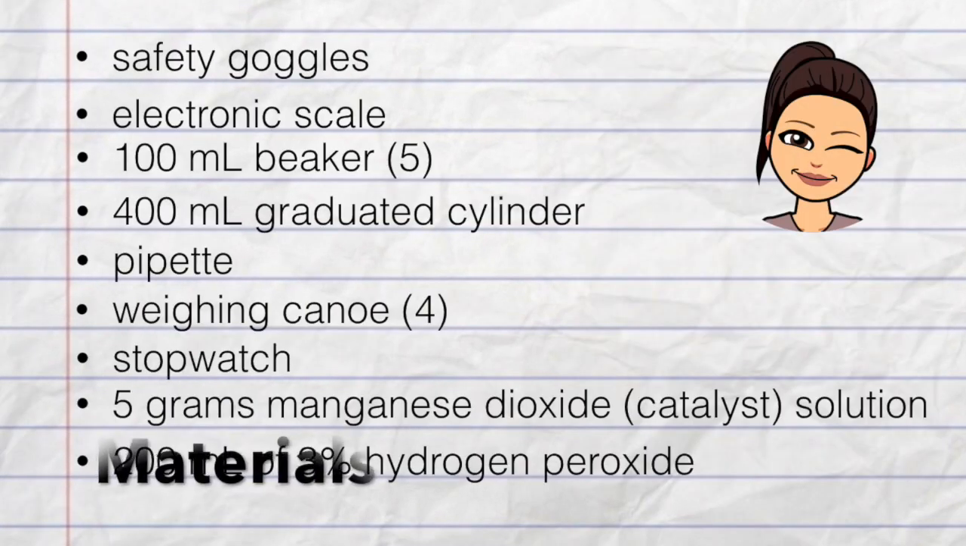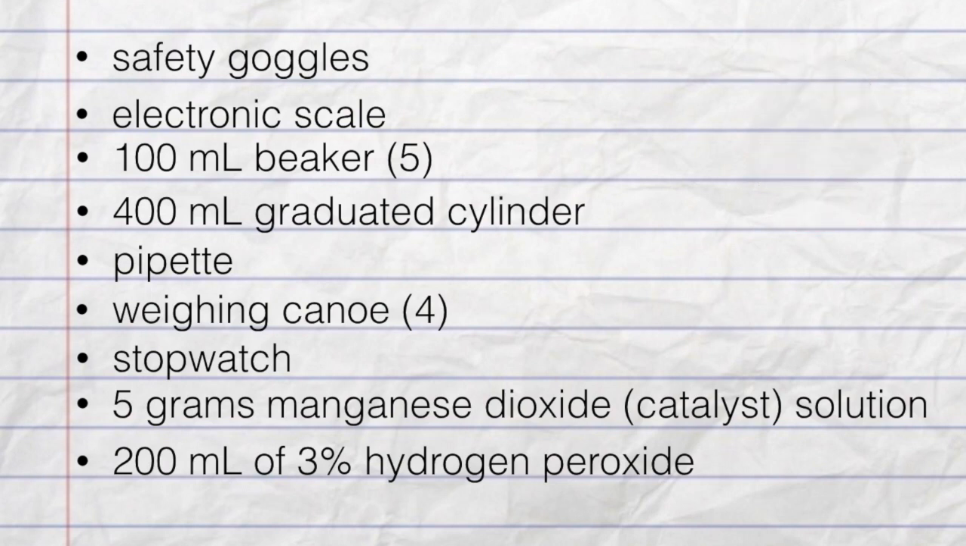To conduct our experiment, you will need the following materials: safety goggles, an electronic scale, 5 100 milliliter beakers, 1 400 milliliter graduated cylinder, a pipette, 4 weighing canoes, a stopwatch, 5 grams of manganese dioxide, which is our catalyst, and finally 200 milliliters of 3% hydrogen peroxide.